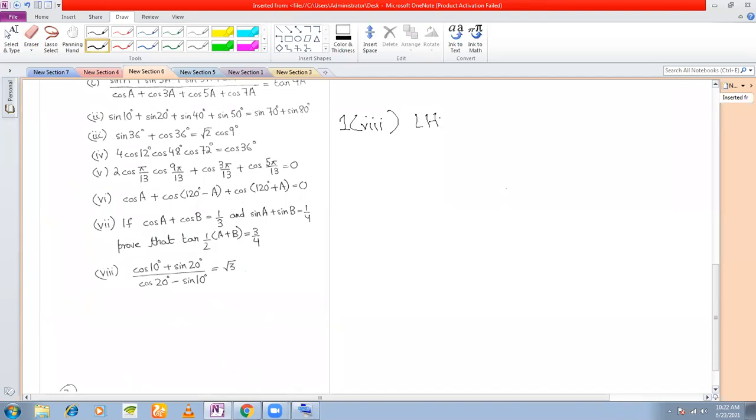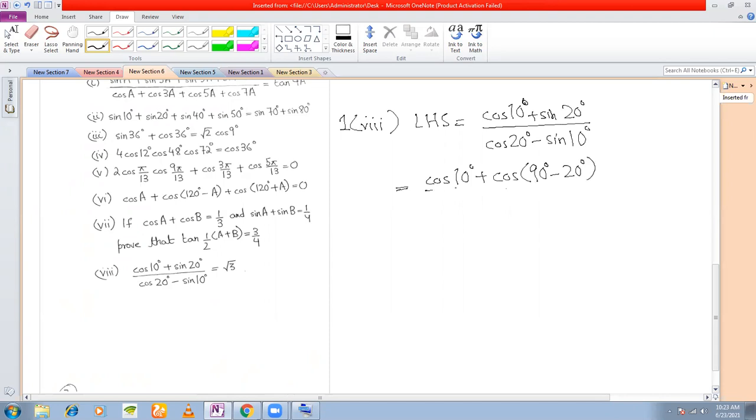Left hand side is (cos 10 degree plus sin 20 degree) divided by (cos 20 degree minus sin 10 degree). You need to prove all this is equal to root 3. See, in the numerator you see a cos plus sine. You change a sine to a cos, and this sine you change to cos by complementary angle formula: 90 degree minus 20 degree. Divided by, and here also you change the sine in the denominator to a cos, minus cos (90 degree minus 10 degree).